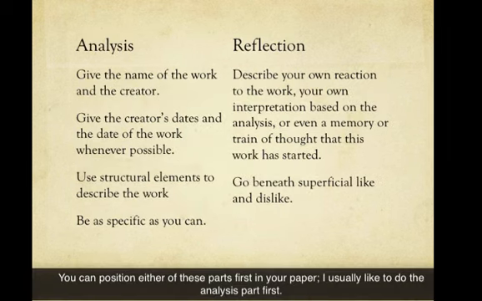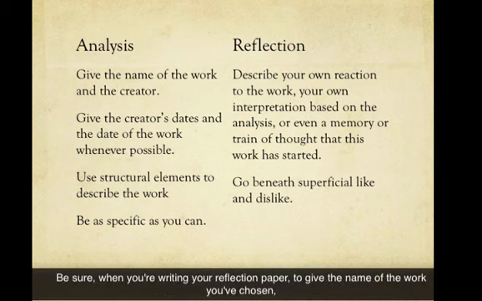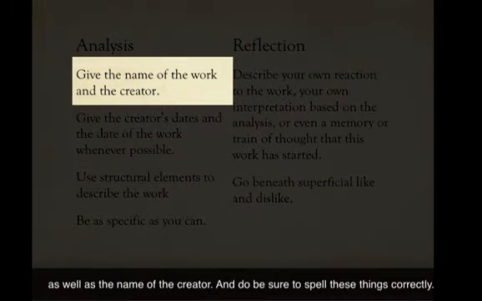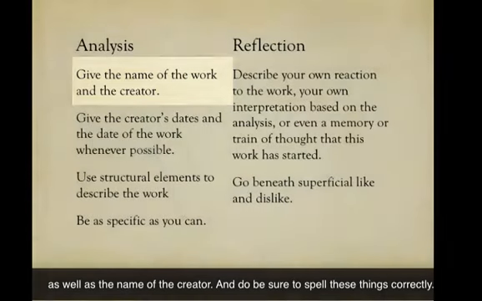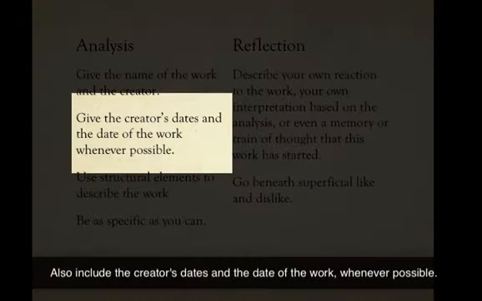You can position either of these parts first in your paper. I usually like to do the analysis part first. You have to make sure to include some specific things in your analysis, and this is also listed in the grading rubric. Be sure when you're writing your reflection paper to give the name of the work you've chosen, as well as the name of the creator, and do be sure to spell these things correctly. Also include the creator's dates and the date of the work whenever possible.